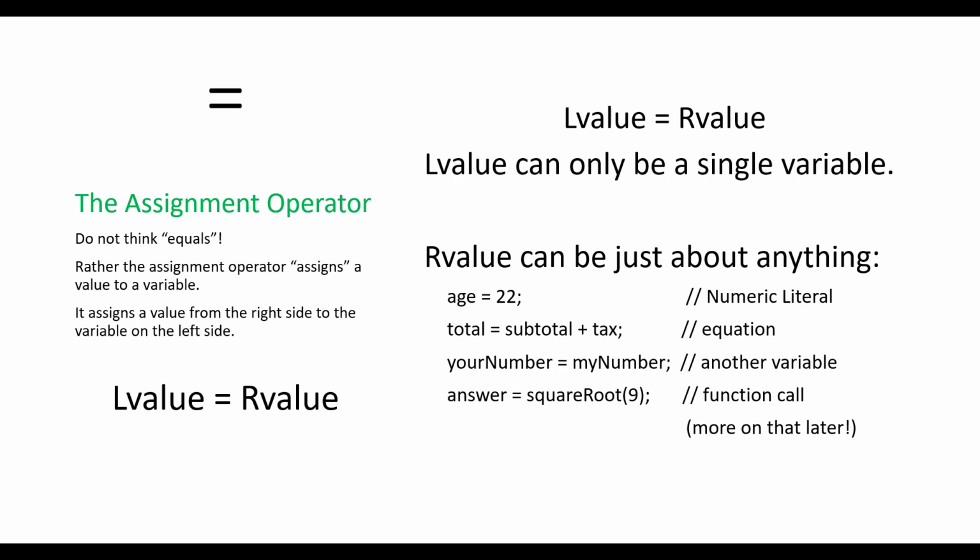Also, it can do what we call a function call, and a function returns a value. But we'll talk more about functions later, so don't worry about it. I'm just showing you that the L values on all four of these examples are actually a single variable: age, total, your number, and answer. So be very careful about that. Don't put anything else other than a single variable on the left side. Otherwise, you're going to get a syntax error.